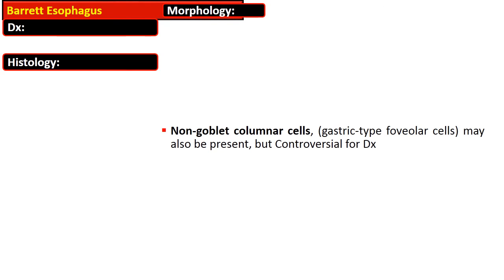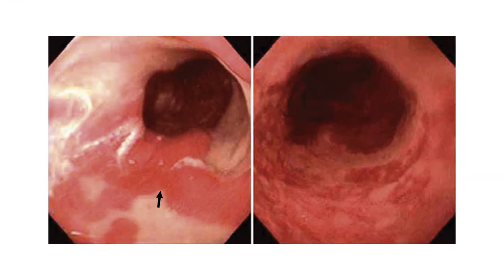diagnosis of Barrett's esophagus. This is the Barrett's esophagus endoscopic view, showing the reddish metaplastic mucosa that is typical of Barrett's esophagus, along with islands of the normal pale esophageal squamous mucosa. The Barrett's red velvety appearance is marked by this black arrow.